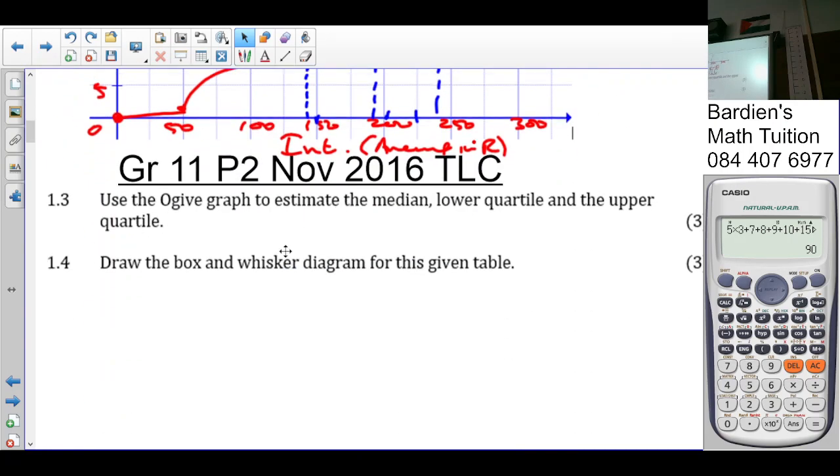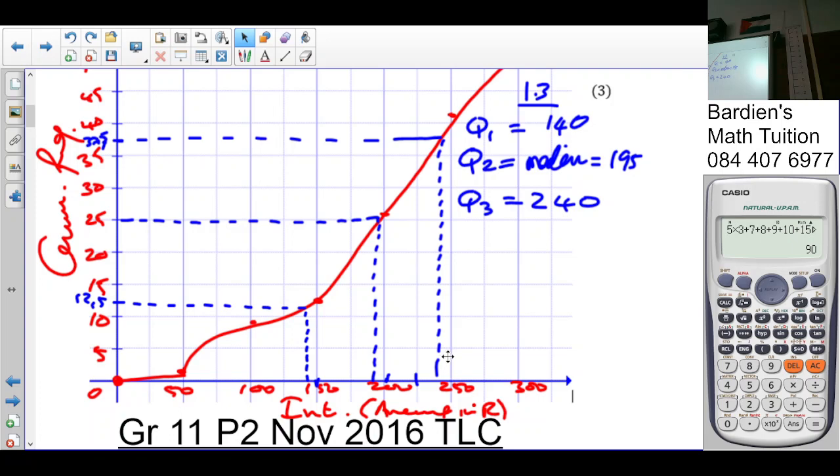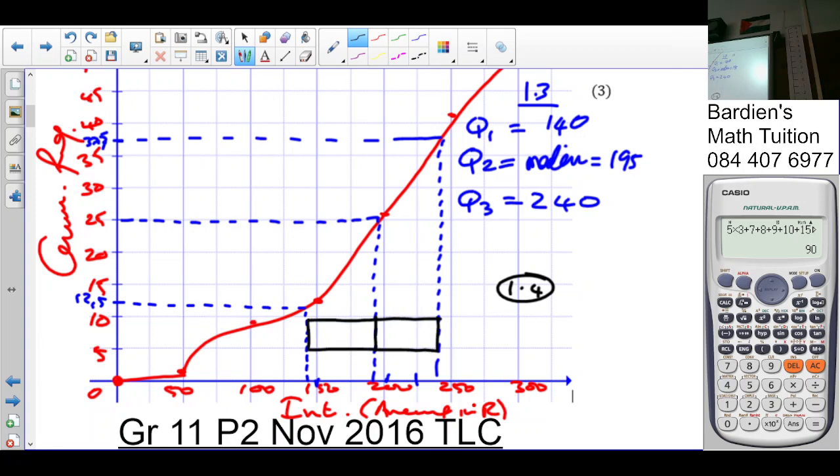The next question says then, draw a box and whisker diagram for the given table. Now, remember for a box and whisker diagram, I need a scale. So I use this to be my scale one time. This is now for 1.4. So I know that at quartile 1, you get a stroke, quartile 2 gets a stroke, and quartile 3 gets a stroke. Not so? So there's your box. Okay. And of course it starts at 0, so your minimum value is 0, while your maximum value is 300. So there's your box and whisker diagram.